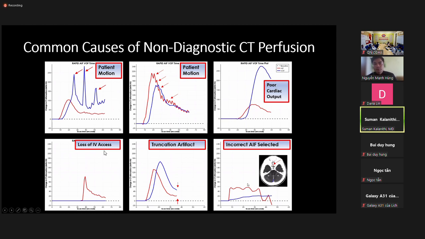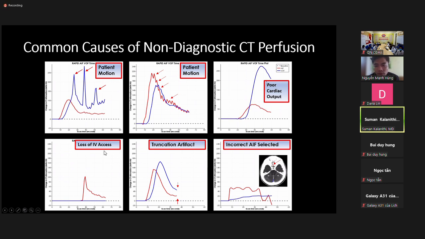The one important thing is that patients who have very poor cardiac output, like an ejection fraction of 10%, even if nothing went wrong with the scan, may look like this. The bolus will come in late and they will have rolling hills instead of sharp peaks. That's just because their blood flow is bad. Unfortunately, we don't really know how to interpret CT perfusion in that case. It's better to use MRI in that situation.